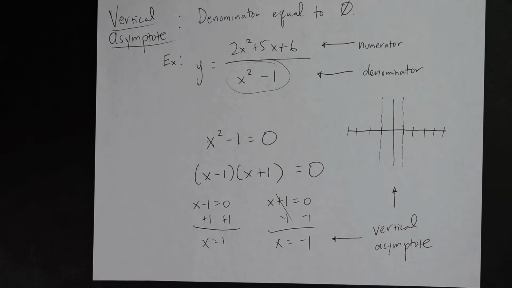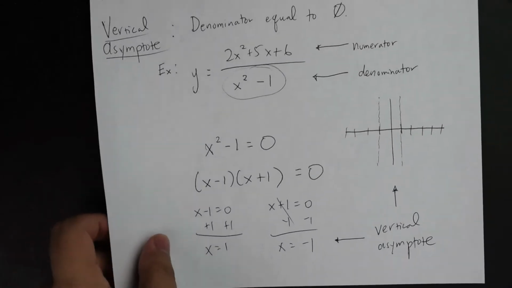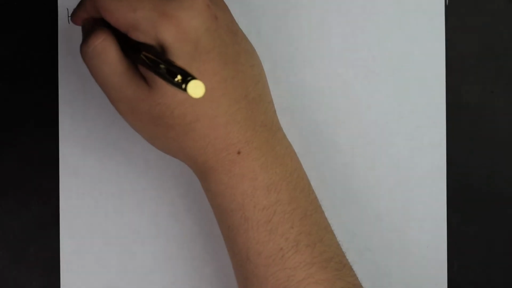This is the simplest one to remember. I'm going to go on another separate sheet of paper and explain the other two types. There are two other types of asymptotes, and as I mentioned, there's the horizontal asymptote.